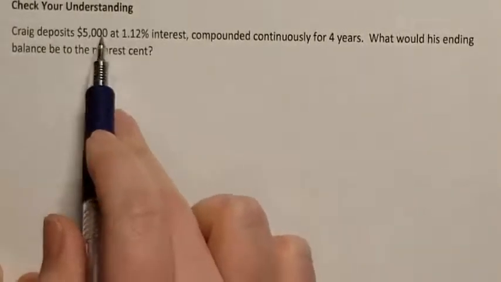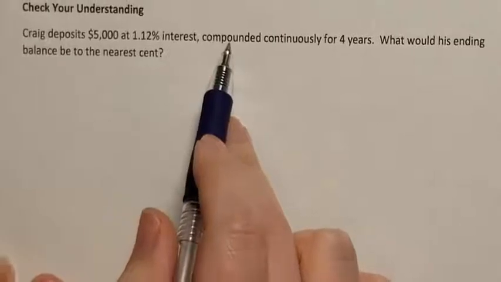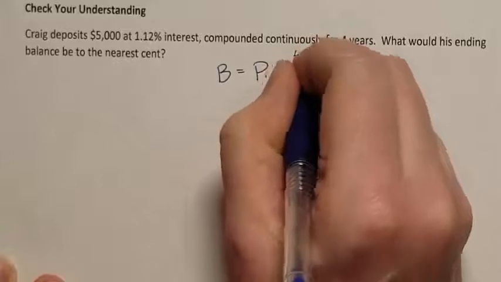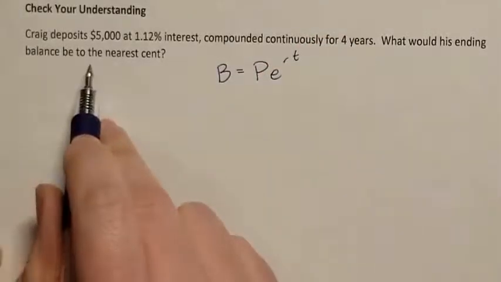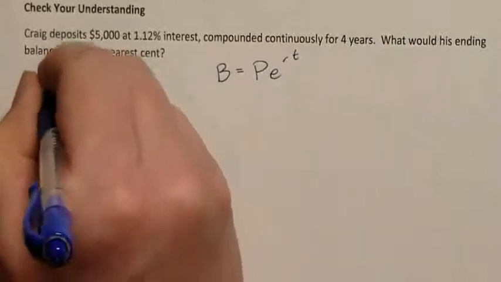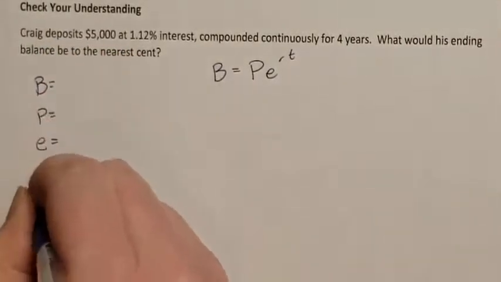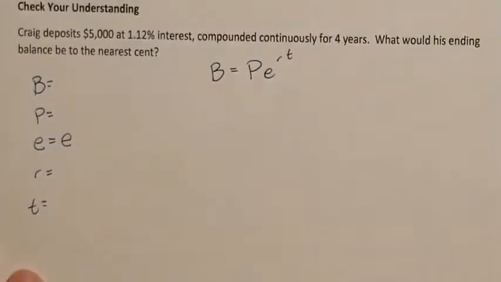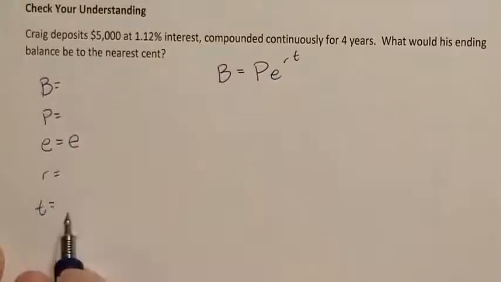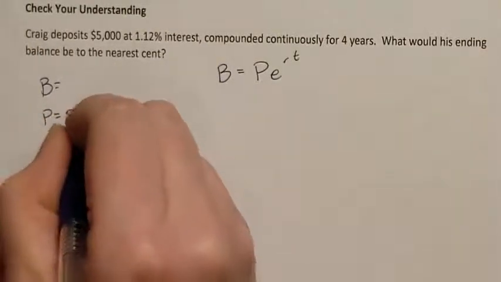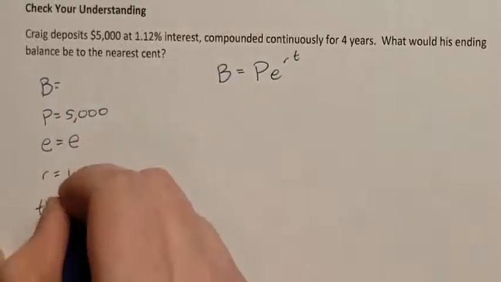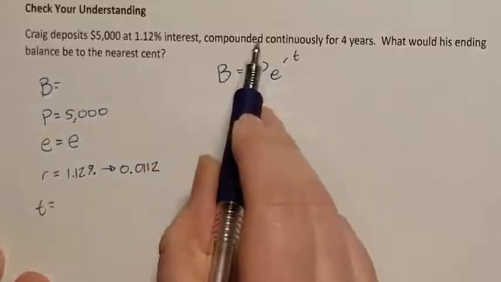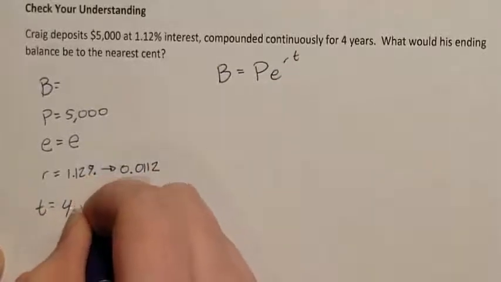Craig deposits $5,000 at a 1.12% interest, compounded continuously. Compound continuously means that we are using this formula. What would his ending balance be to the nearest cent? So we have variables that we need to look at. Again, e is not really a variable. e is a number like pi, and our calculator knows what that number is, so we're going to leave it as e. Reading the problem again. Craig deposits $5,000. That's my principal. At 1.12% interest rate, which I need to change over into a decimal, compounded continuously for 4 years.